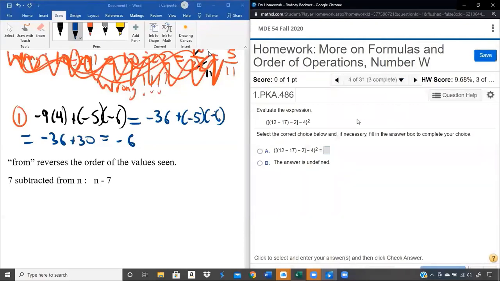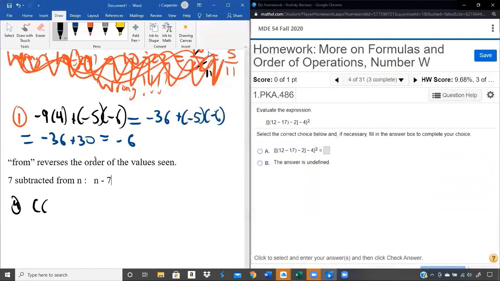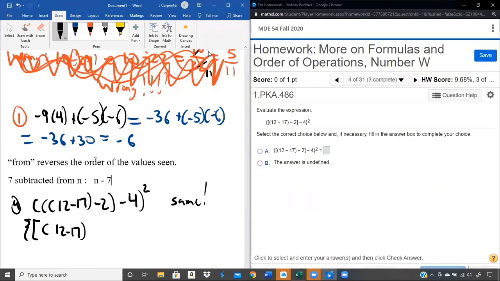All right, back to some PEMDAS. These little curly brackets and these brackets are all the same thing as parentheses. They're just different visually so that the problem doesn't look like this. This problem that you see over here for number 4 would be the same as if I wrote parentheses, 12 minus 17, close the first one, minus 2, close the second one, minus 4, close the third one, square. That's the same problem as doing curly bracket, bracket, parentheses, 12 minus 17, close the parentheses, minus 2, close the bracket, minus 4, close the curly bracket, and square it. They're the same thing. One of them just stands out a little more visually, at least in my opinion.